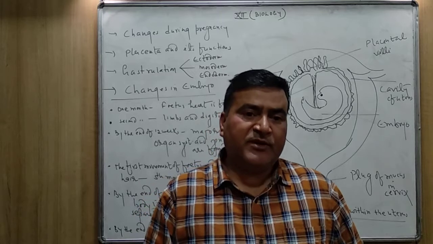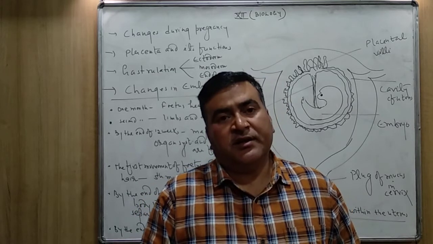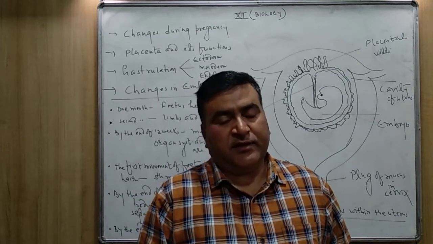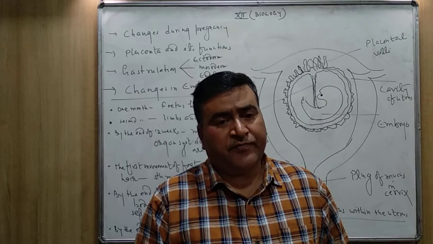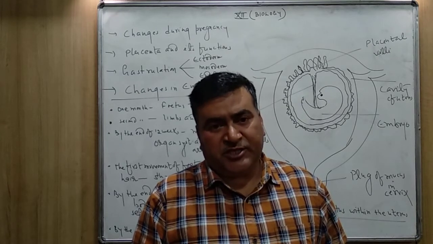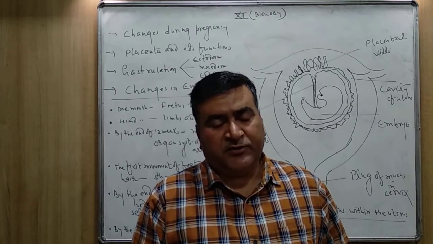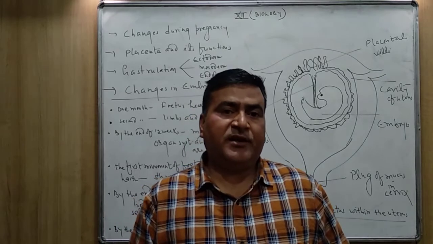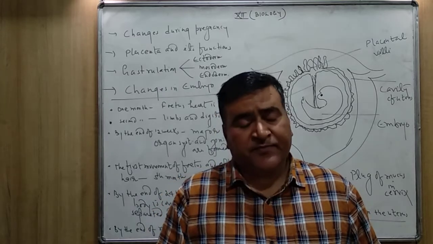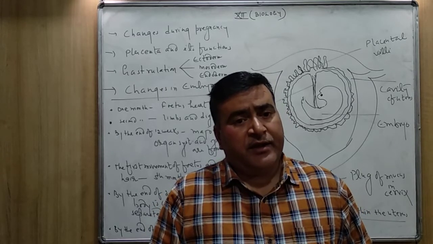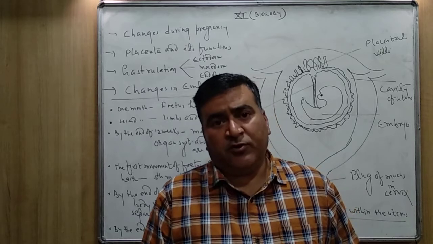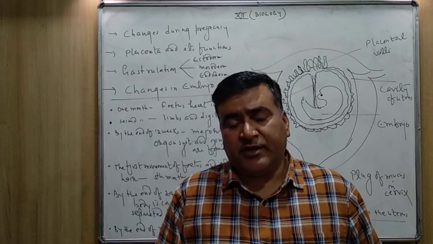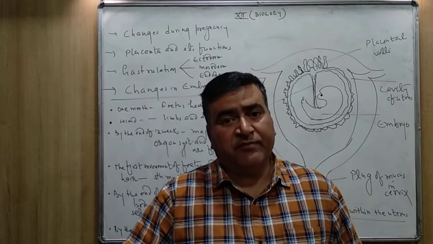blastulation, blastula formation, that is, after a week's time after fertilization, the blastocyst is formed. And that blastocyst, which is formed inside the fallopian tube, now comes inside the mother's uterus, and the blastocyst is now embedded with the endometrial wall of the uterus. Means the process of implantation takes place.